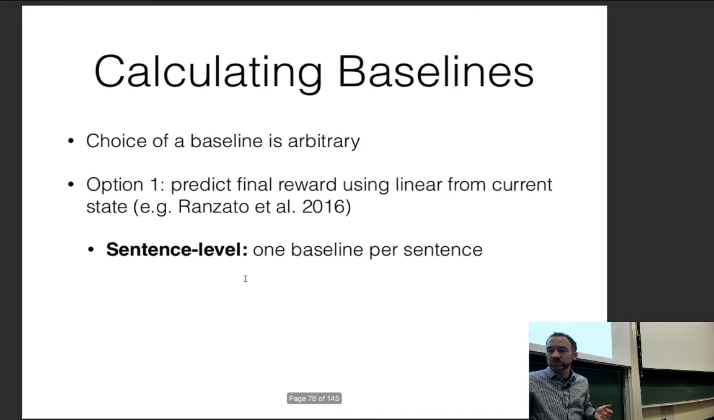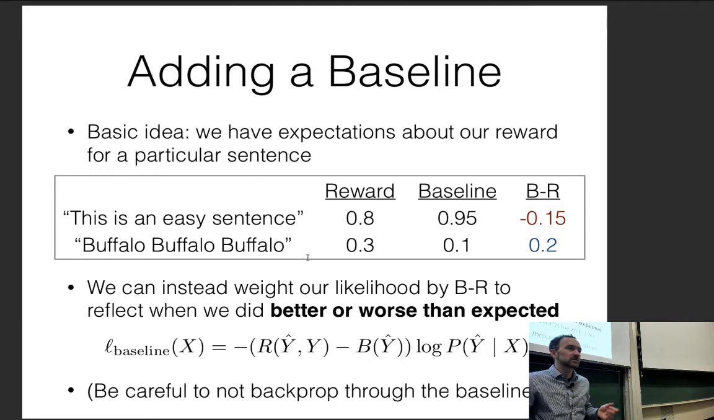The actual model that you're training is trying to optimize this R minus B function here, basically. So it's trying to increase its reward with respect to the baseline. So you're trying to train the model to basically give you a good output for "this is an easy sentence" or "buffalo, buffalo, buffalo," or something like that.